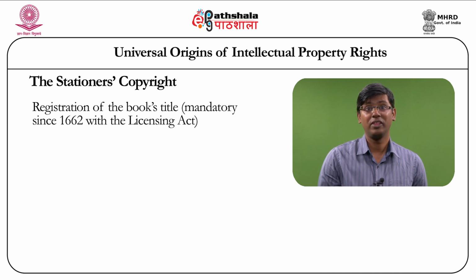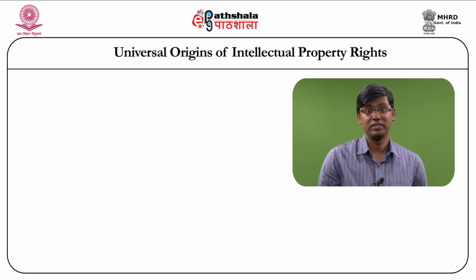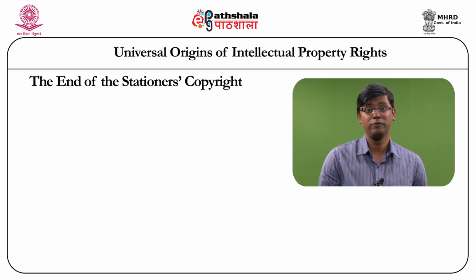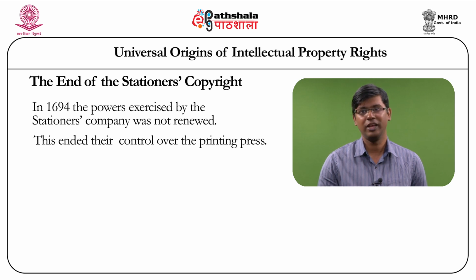This kind of ensured that there was a perpetual monopoly. There were policies to avoid competition. But subsequently, by the end of the 17th century, that is in 1694, the powers exercised by the stationers' company were basically not renewed by the parliament. This largely ensured that the control or monopoly over the printing press came to an end.